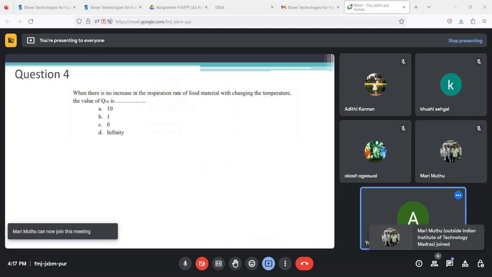Okay, moving on to question 4. When there is no increase in the respiration rate of the food material with changing the temperature, the value of Q10 is dash. So you have A 10, B 1, C 0 and D infinity. So which of this is correct?